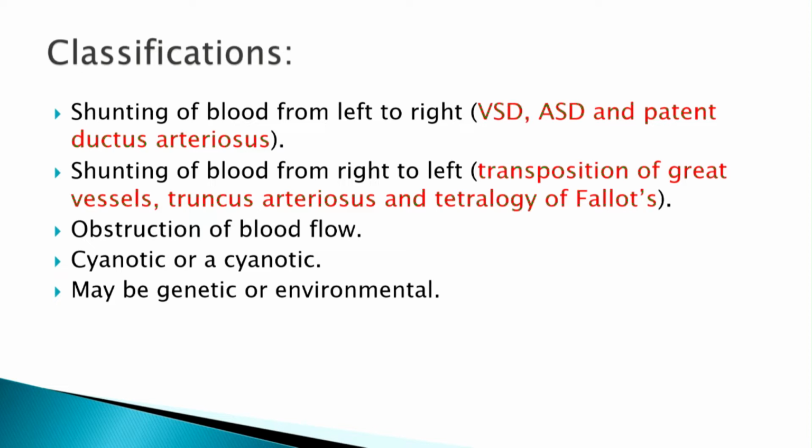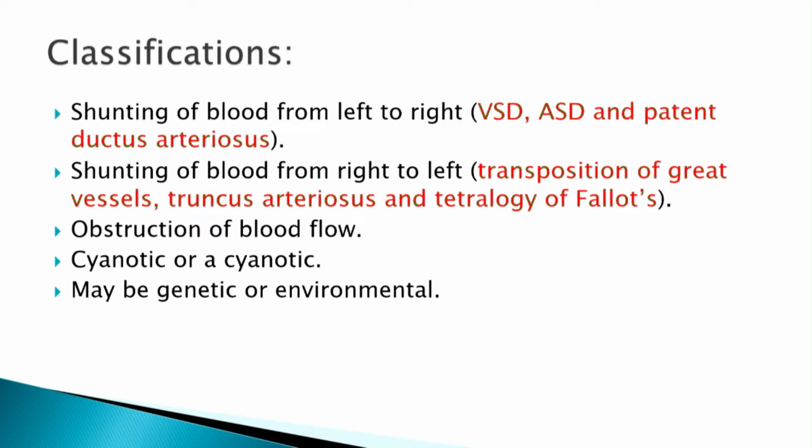There are many classifications of congenital heart disease. It could be classified according to shunting of blood. First, we can classify it into shunting of blood from left to right, and this includes ventricular septal defect, atrial septal defect, and patent ductus arteriosus. Or shunting of blood from right to left, such as transposition of great vessels such as aorta or pulmonary artery, truncus arteriosus, and tetralogy of Fallot.